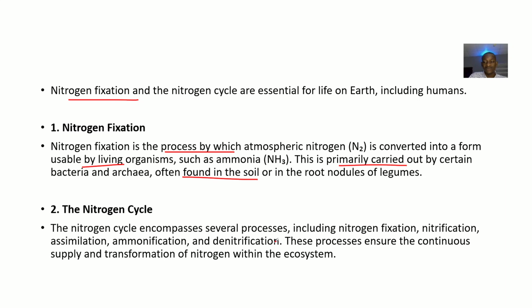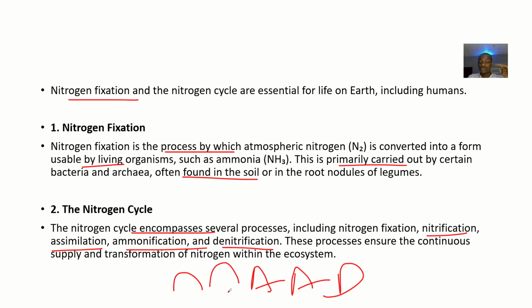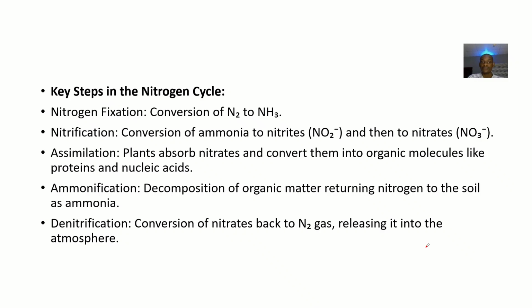Right? Then talking about the nitrogen cycle itself, the nitrogen cycle encompasses several processes. And these processes include the nitrogen fixation that we're talking about, then nitrification, assimilation, ammonification, denitrification. So the memory aid for this could be what? N N A A D. The first N is what? Nitrogen fixation. Second N is what? Nitrification. First A is what? Assimilation. Second A is what? Ammonification. D is what? Denitrification. So these processes ensure the continuous supply and transformation of what? Nitrogen in the ecosystem.